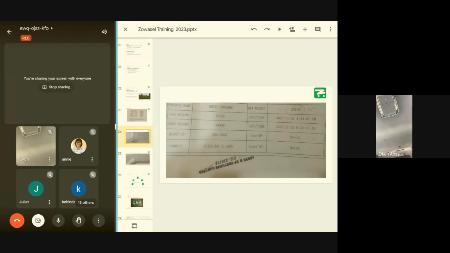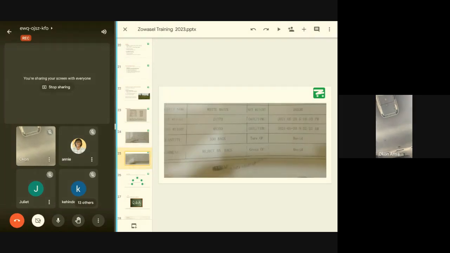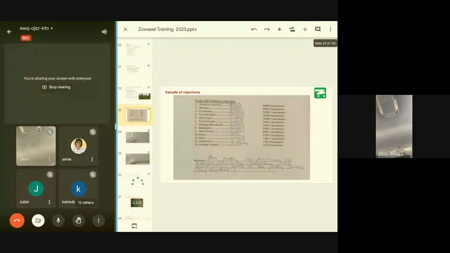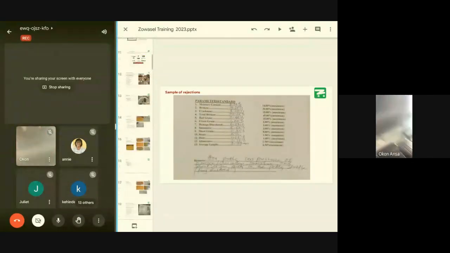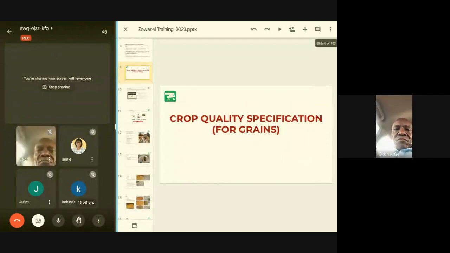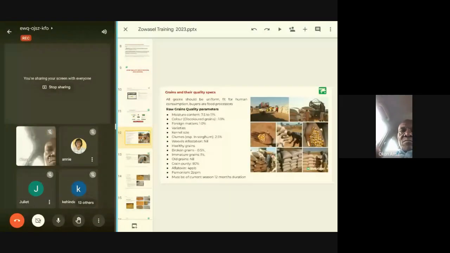You know, some of the suppliers have actually experienced total rejection of some grains. So in order to avoid such a disaster at the point of supply, it is important for us to take note of the quality specification for grains. It's important for us to adhere to these qualities and to ensure that we supply acceptable parameters of quality specifications by our suppliers.